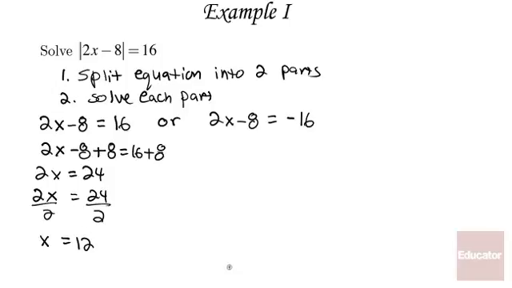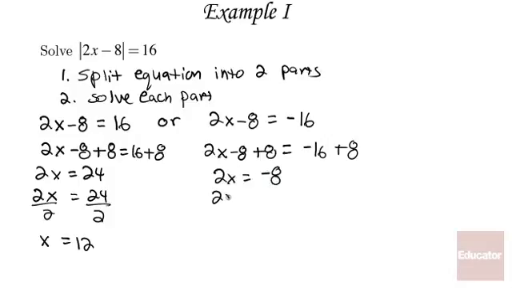X equals 12. For the other equation that I generated, I have 2x minus 8 plus 8 equals minus 16 plus 8. So this gives me 2x equals negative 8. Go ahead and divide by 2, and you get x equals negative 4.